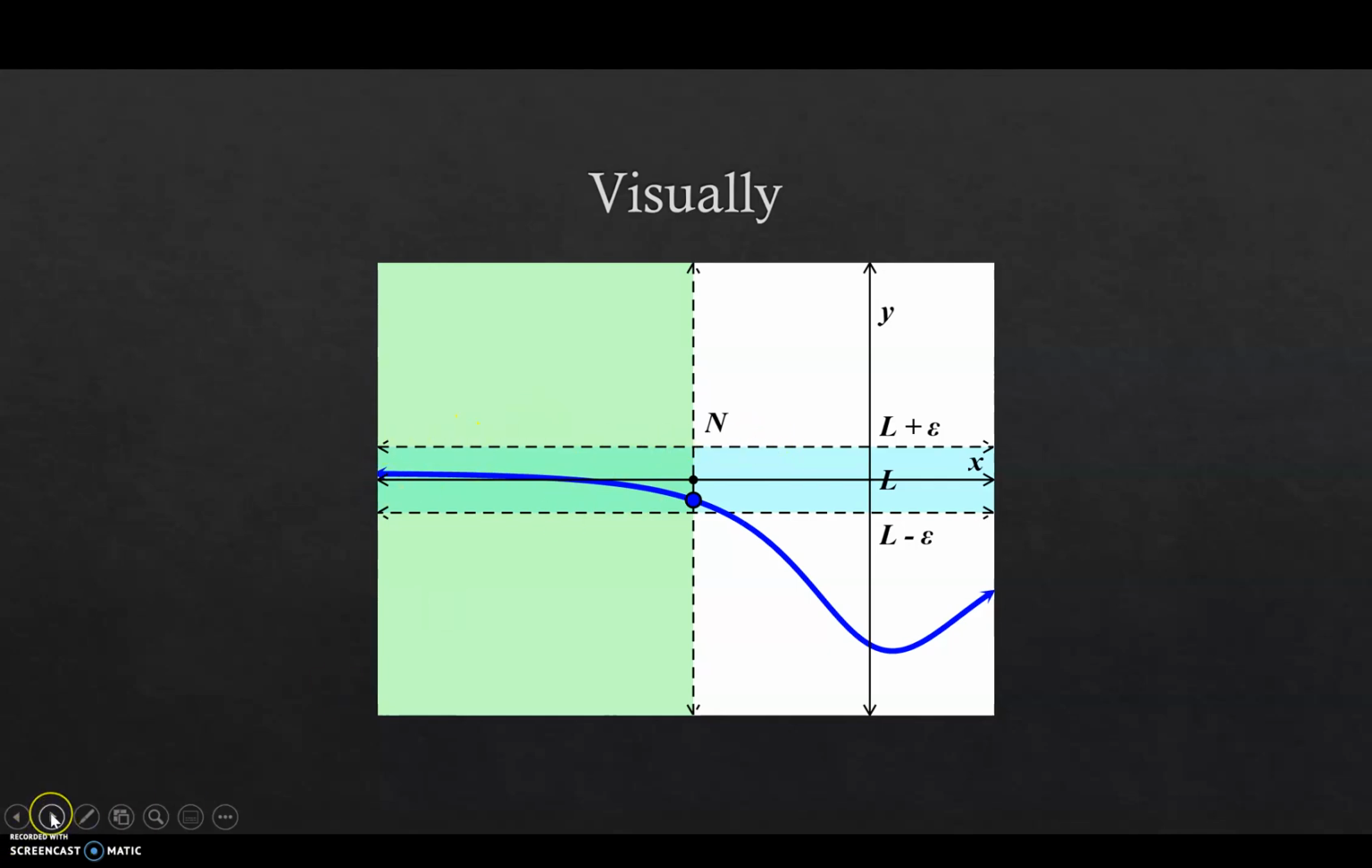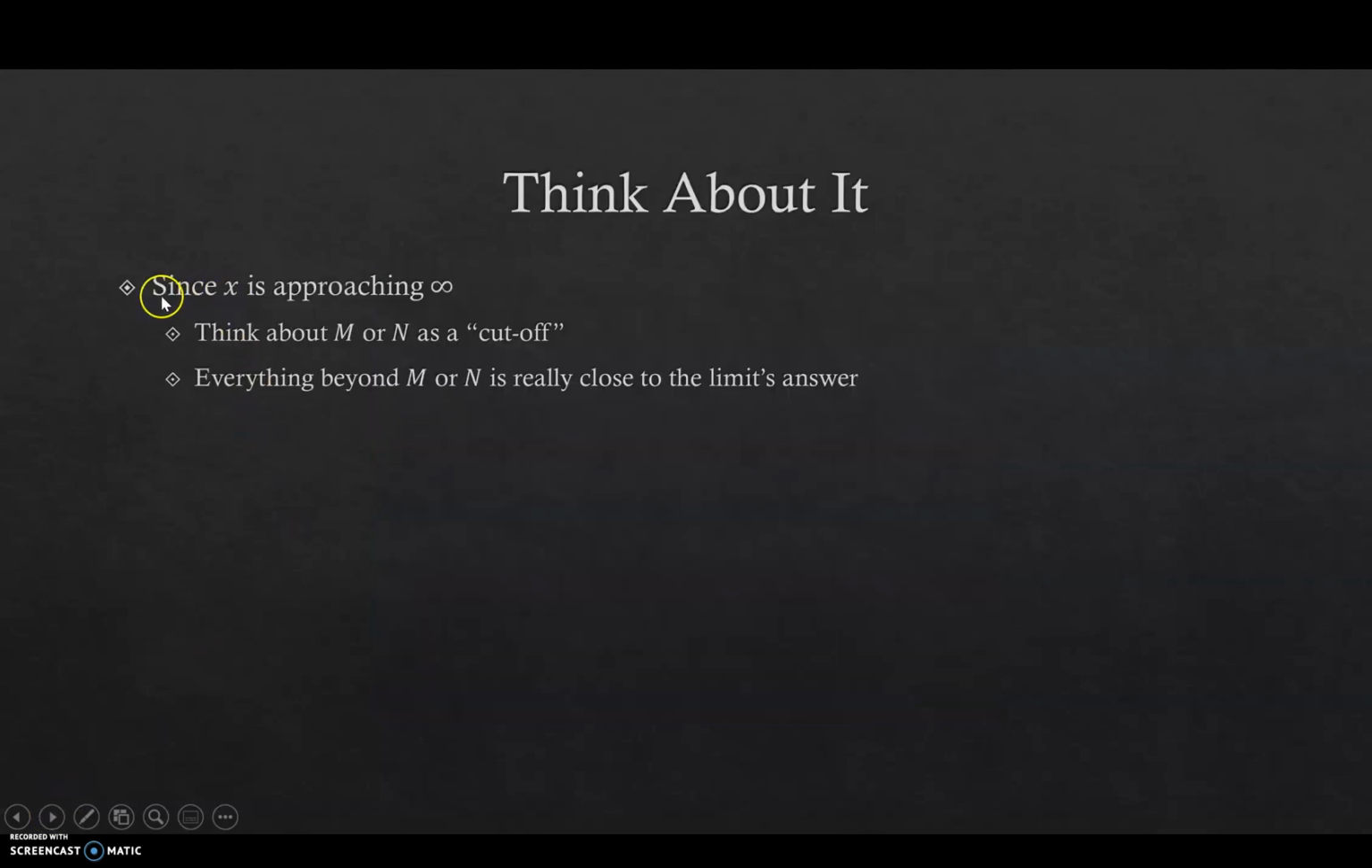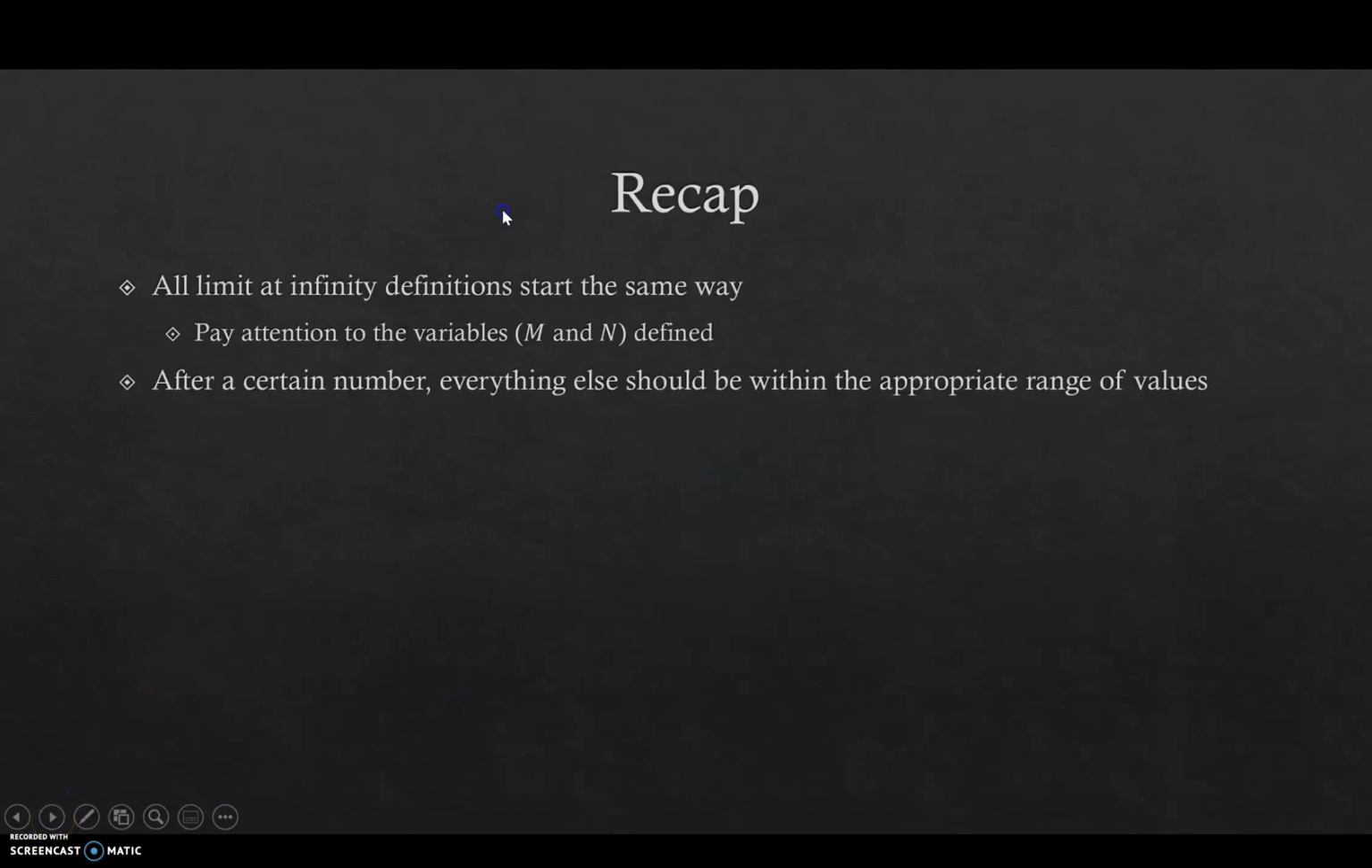All right. Now, I'm going to go over a couple more things before I move on. So I want you to think about this, and this is very important. Since x is approaching infinity, whether it's positive or negative, you should think about m or n as a cutoff point. Everything beyond m or n is really close to the limit's answer. We want it to be really close, okay? Now, furthermore, I'm going to recap. All limit at infinity definitions start the same way. Pay attention to the variables m and n because, again, they can be used interchangeably. It doesn't really matter if m is positive or if n is negative.